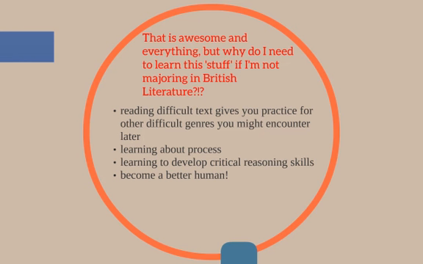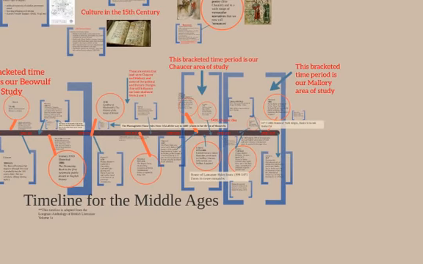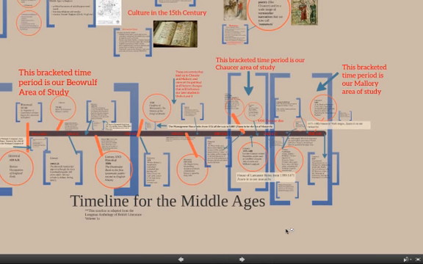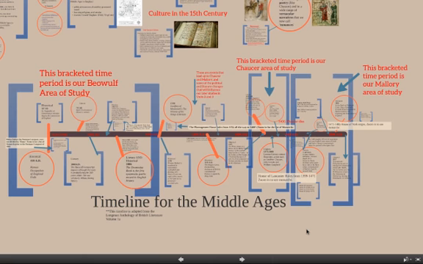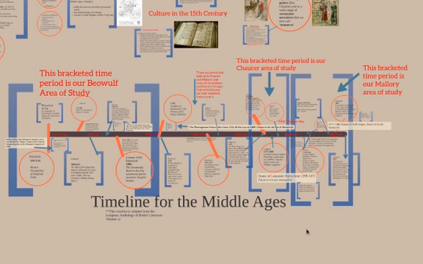And finally, to become a better human. If we can see how the choices people made in history and that are preserved in their writings, then we can hopefully keep the great stuff and learn from the mistakes of the past. So that wraps up the explanation of what's happening politically and socially at this time in the Middle Ages.